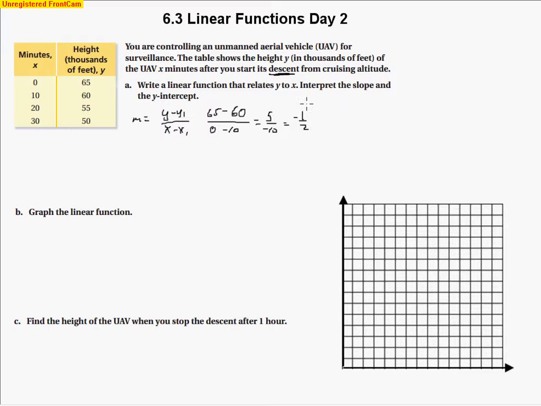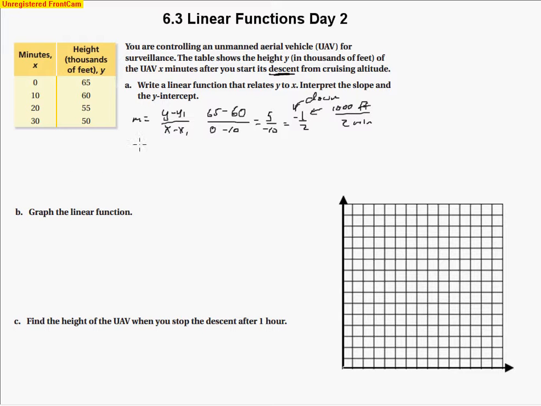What that means is for every 2 minutes, we're going down 1,000 feet. The minus sign means we're going down. Again, 1 represents 1,000 feet, and 2 represents the number of minutes. So every 2 minutes, we're going down 1,000 feet.